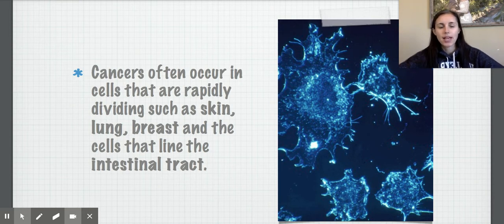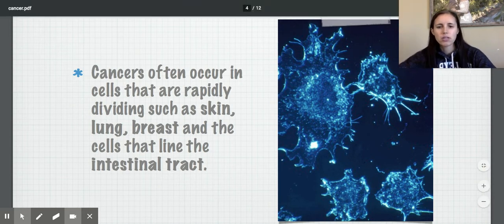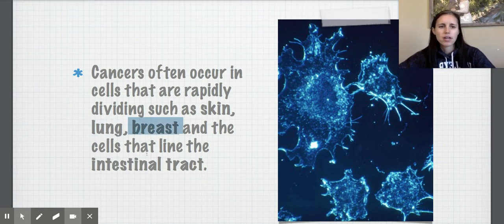Areas that have a high cell reproduction rate include skin. So I'm sure you've heard of skin cancer. Your lungs, so lung cancer, very common. And the breast tissue is also constantly reproducing. So breast cancer is very common. You're often replacing cells in your intestinal tract. So cancers related to digestion are also common as well.